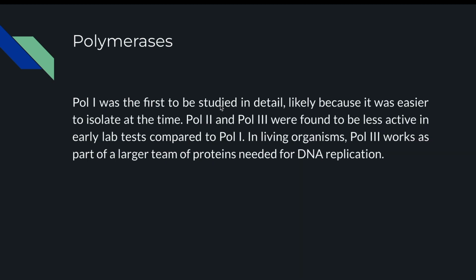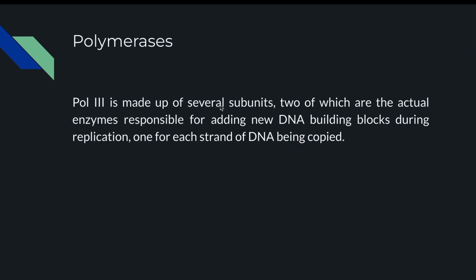Polymerase 1 was the first to be studied in detail, likely because it was easier to isolate at that time. Polymerase 2 and 3 were found to be less active in early lab tests compared to polymerase 1. In living organisms, polymerase 3 works as part of a larger team of proteins needed for DNA replication. Polymerase 3 is made up of several subunits, two of which are the actual enzymes responsible for adding new DNA building blocks during replication, one for each strand of DNA being copied.